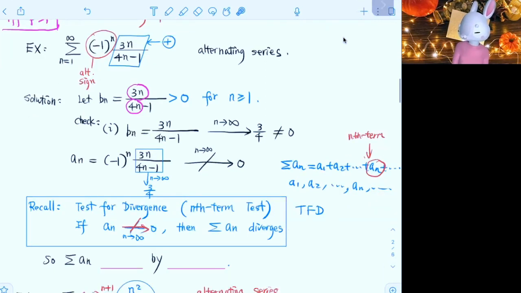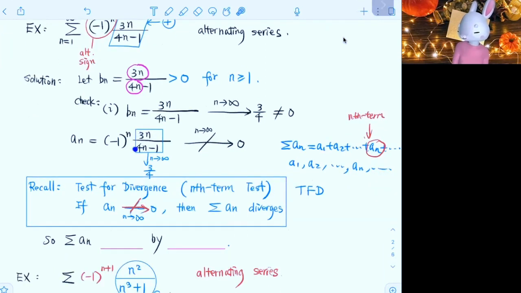Now, if this Bn goes to 3/4, then together with the alternating sign, the even chain goes to +3/4, and the odd chain goes to -3/4. But in any case, it certainly doesn't go to 0, right? So it's not going to go to 0. An alternating sign times this is not going to go to 0. So An doesn't go to 0.